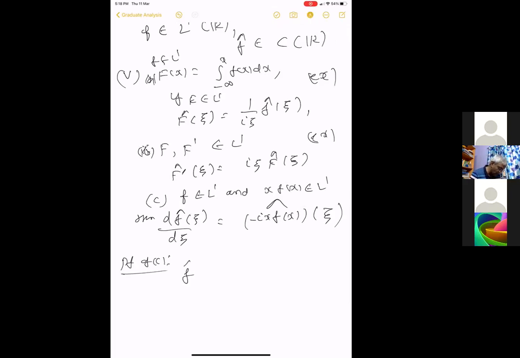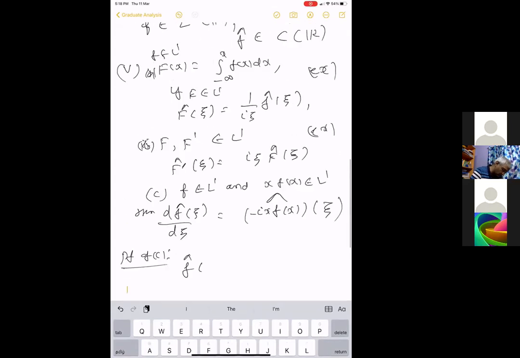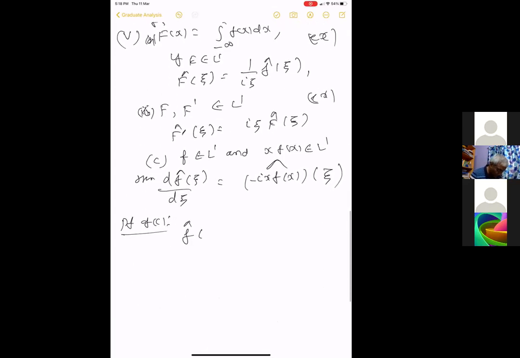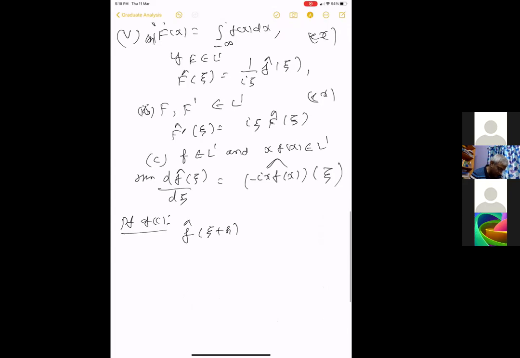You want to differentiate f hat. So f hat of xi plus h minus f hat of xi, divided by h. This is what you want to consider. And that is equal to, you just write the definition, the integral of f of x into e power minus i xi plus h x minus e power minus i xi x, divided by h.